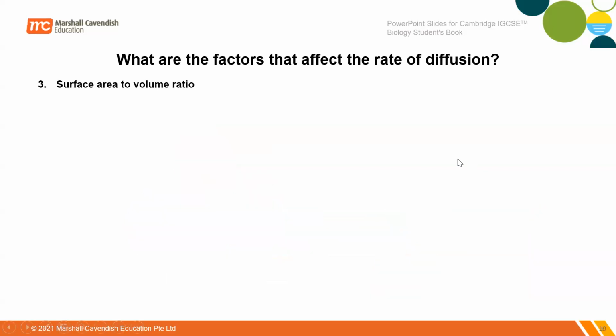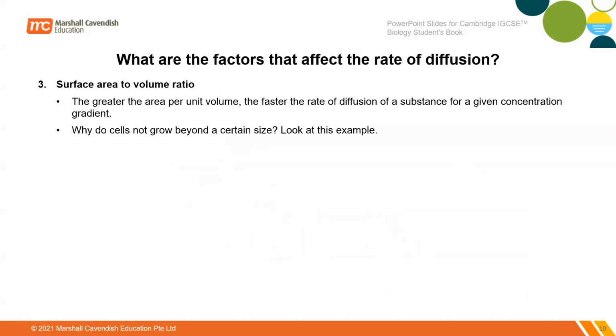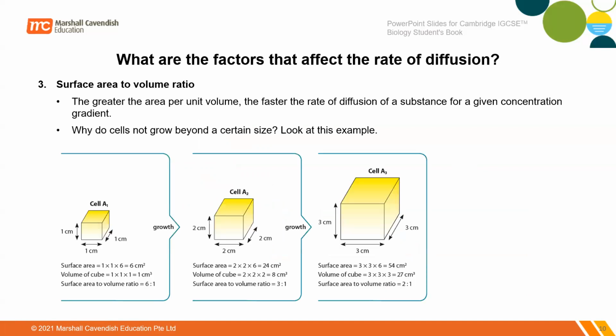Another factor is the surface area to volume ratio. Look, we took this example to understand that when we have a large organism or a large cube like this one, the surface area to volume ratio will be small. So definitely, as the surface area to volume ratio is small, diffusion will be harder.